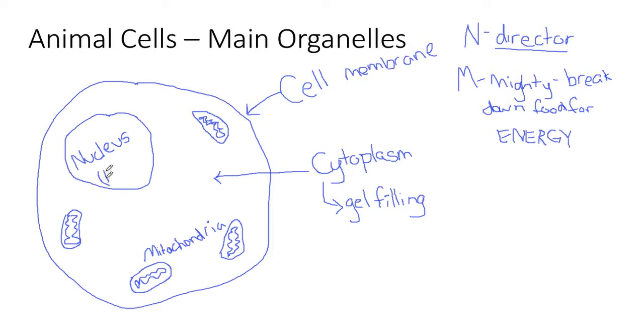So the nucleus, go ahead and write down that the DNA is in the nucleus of a eukaryotic cell. The DNA of a prokaryotic cell is sort of just floating around in the cytoplasm. So all four of these organelles are also found in plant cells, but plant cells have other organelles that animal cells do not. So that's what we'll talk about next.